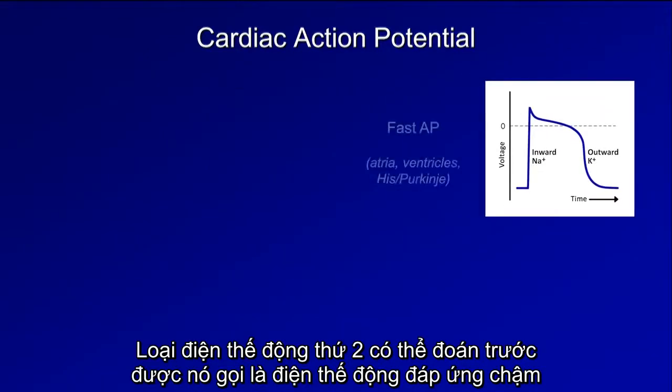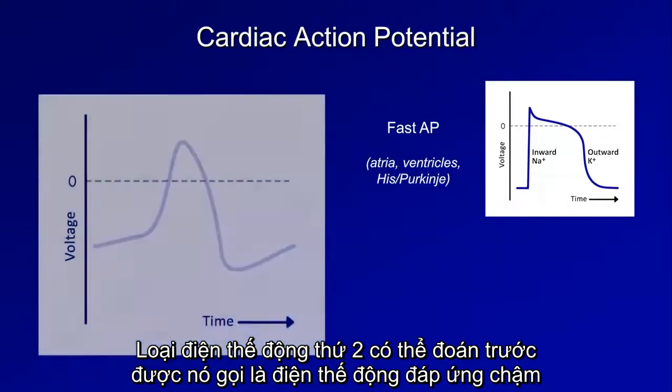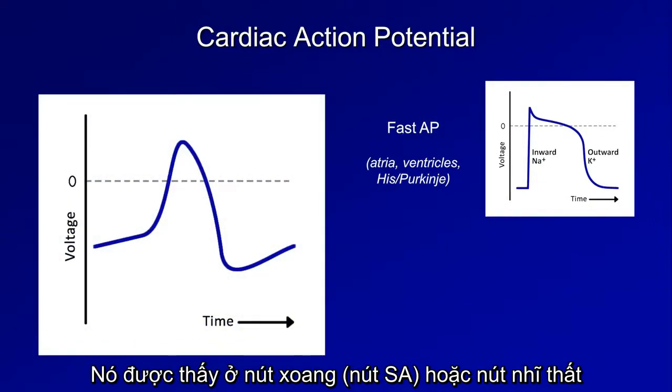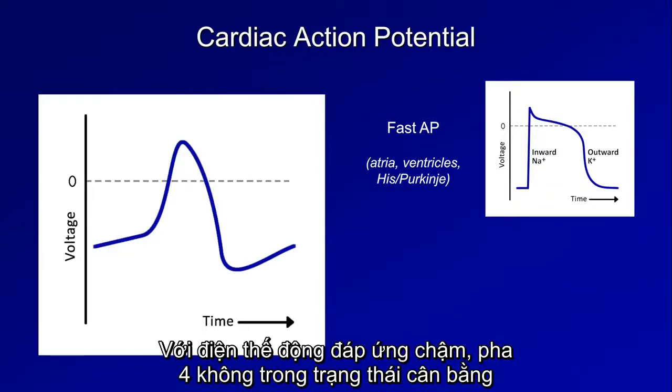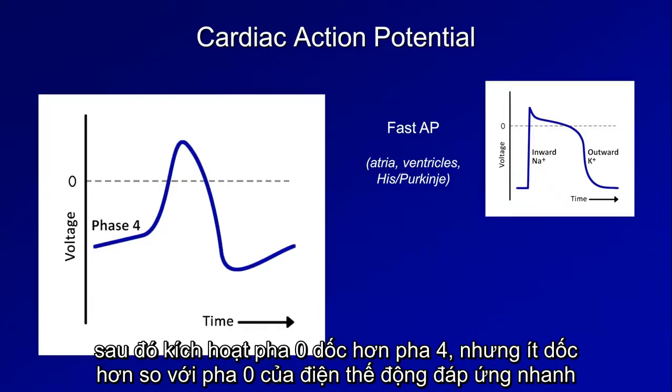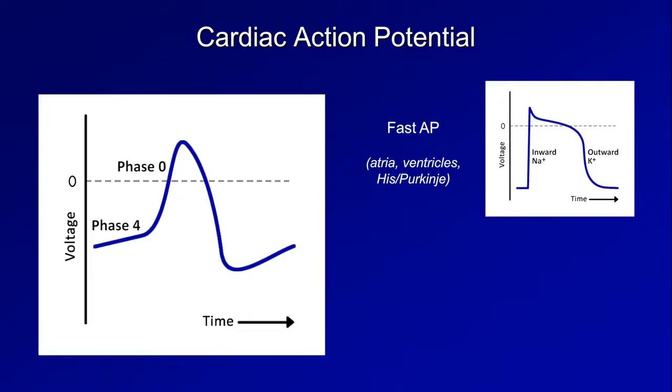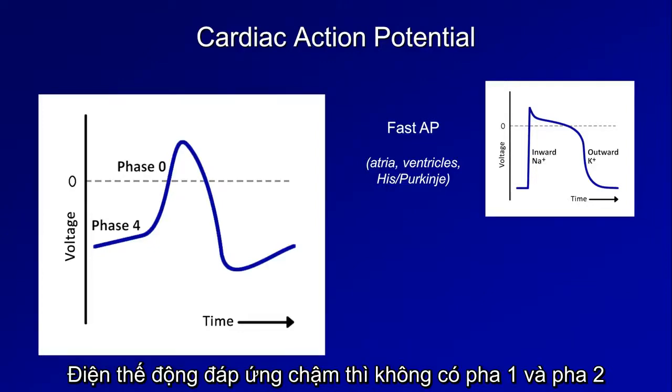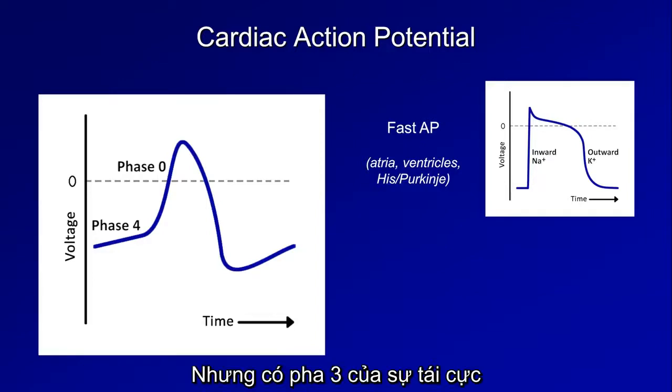The second type of cardiac action potential is predictably called the slow response action potential. This is seen in the sinus or SA node, as well as in the AV node. In this slow action potential, phase 4 is not at an equilibrium, but rather consists of a gradual depolarization, which eventually hits a specific threshold potential that then triggers a phase 0 that is steeper than phase 4, but much less steep than the phase 0 of the fast response action potential. The slow response action potential has no phase 1 or phase 2, but there is a phase 3 of repolarization.